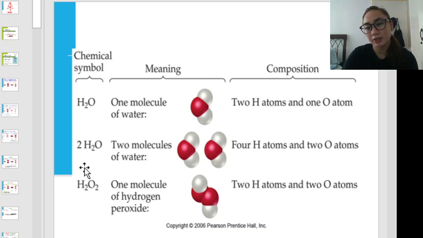Okay, so dito next example, meaning natin dito, dahil wala tayong nakikitang kahit anong coefficient, automatically it means there is one molecule of hydrogen peroxide. So, ang total composition niya, we have 2 hydrogen atoms and 2 oxygen atoms.